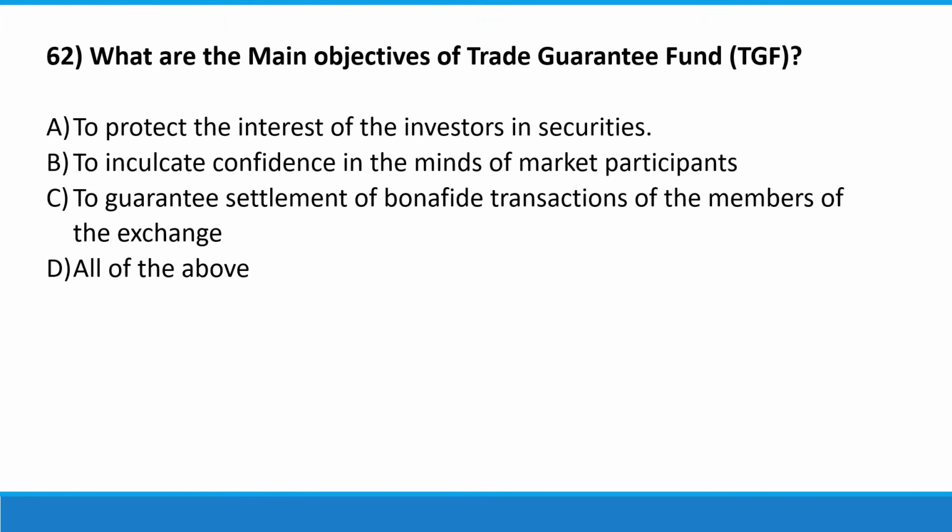What are the main objectives of Trade Guarantee Fund? Option A, to protect the interest of the investors in securities. Option B, to inculcate confidence in the minds of market participants. Option C, to guarantee settlement of bona fide transactions of the members of the exchange. And option D, all of the above. The correct answer is option D, all of the above.